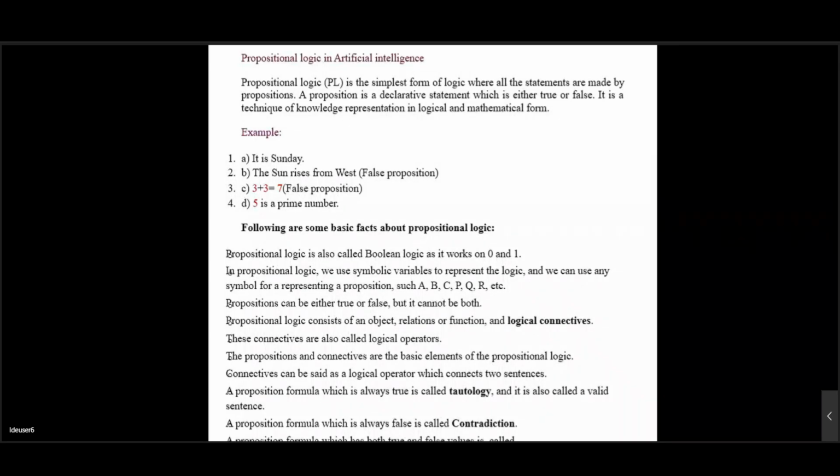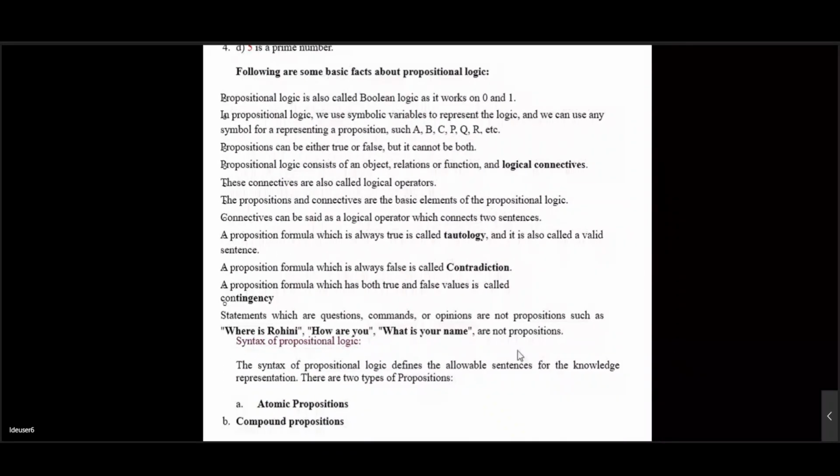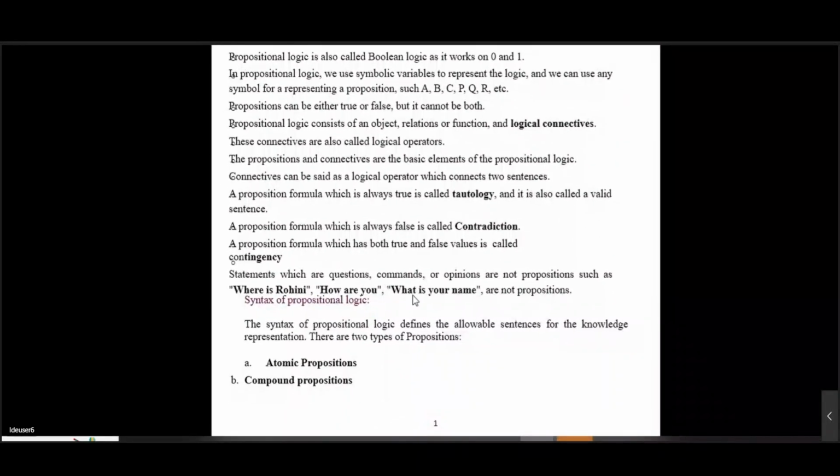So what does it consist of? Objects, relations or functions, and some logical connectives, which are called logical operators. The proposition and connective are the basic elements of propositional logic. If a formula is always true, that is called a tautology. When it is always false, it is a contradiction. A proposition formula which has both true and false values is called a contingency.